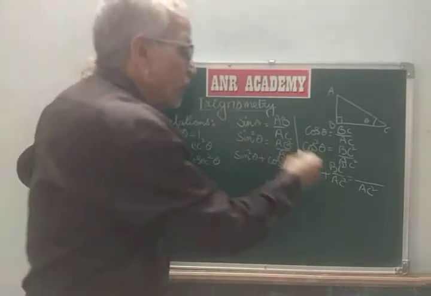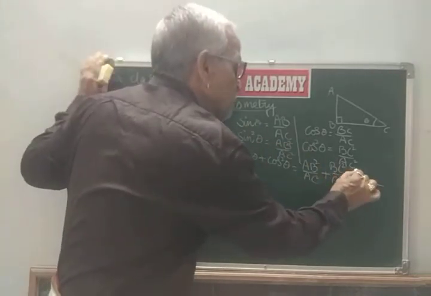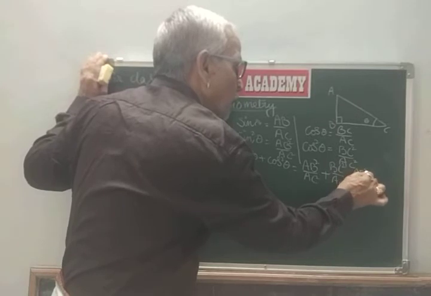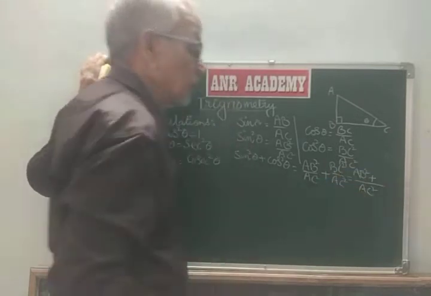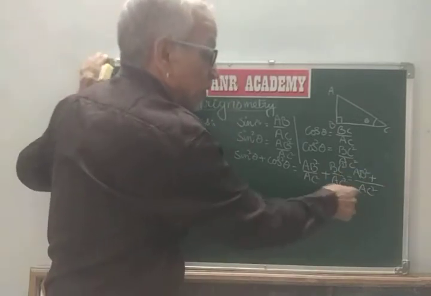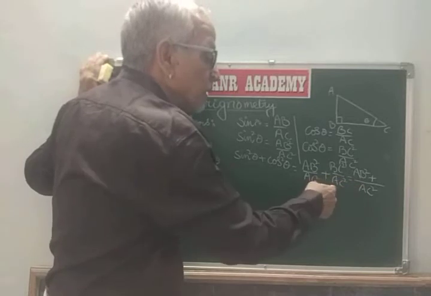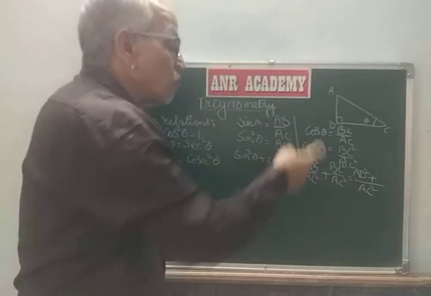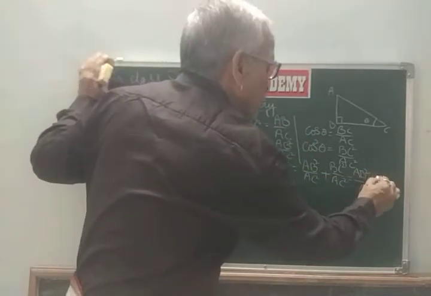1 into AB square, AB square, plus LCM by denominator, AC square by AC square, is 1, 1 into BC square, BC square.